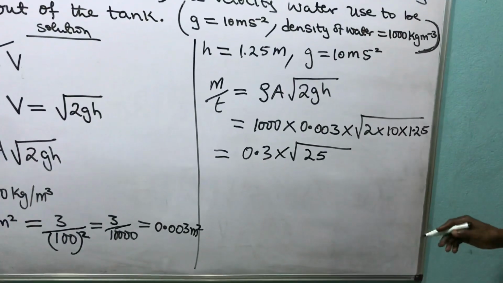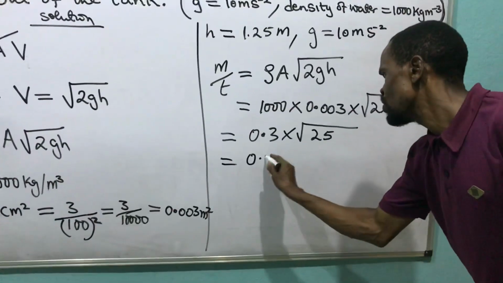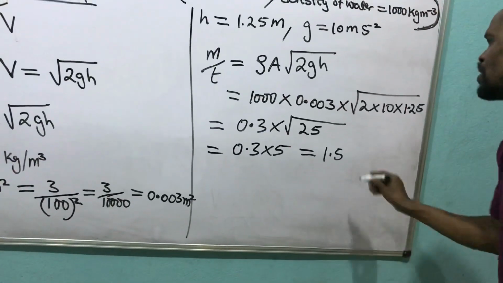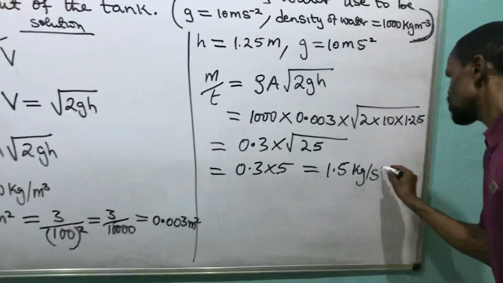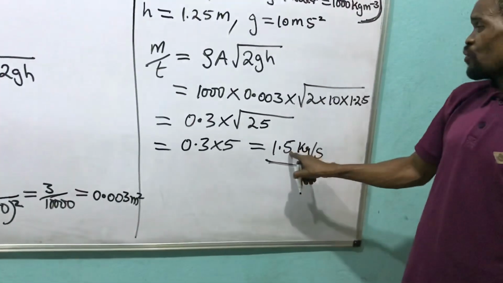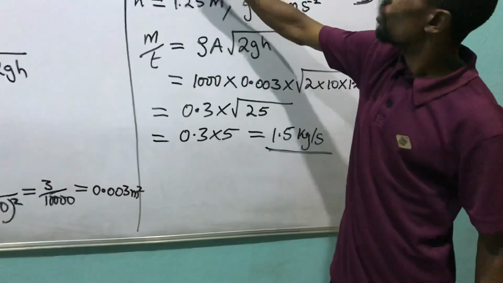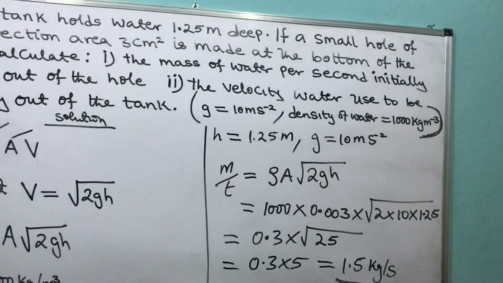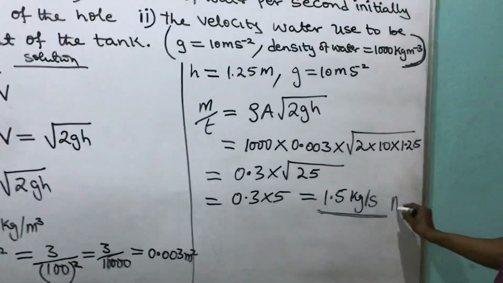20 times 1.25 will give me 25. And the square root of 25 will give me 5. So 0.3 times 5 will give me 1.5 kilogram per second. That's what is gushing out. That's what they asked me, the mass per second initially flowing out of the hole. 1.5 kilogram per second is the answer.